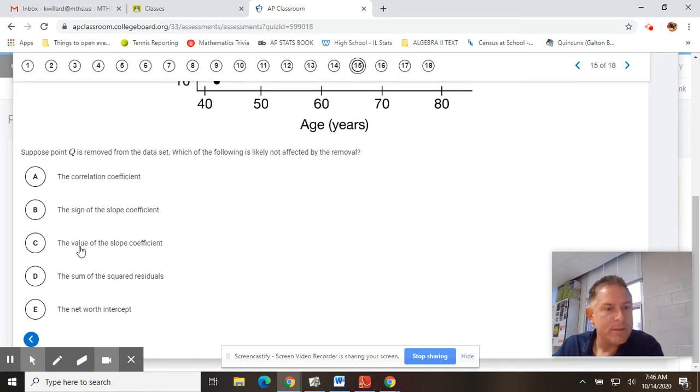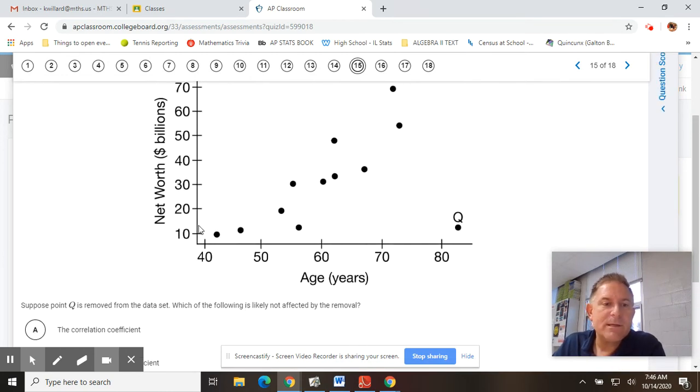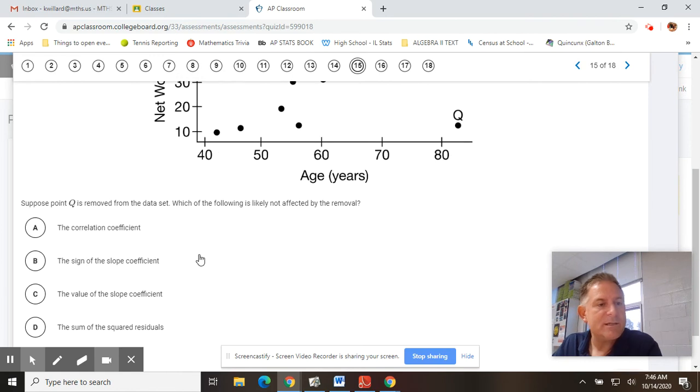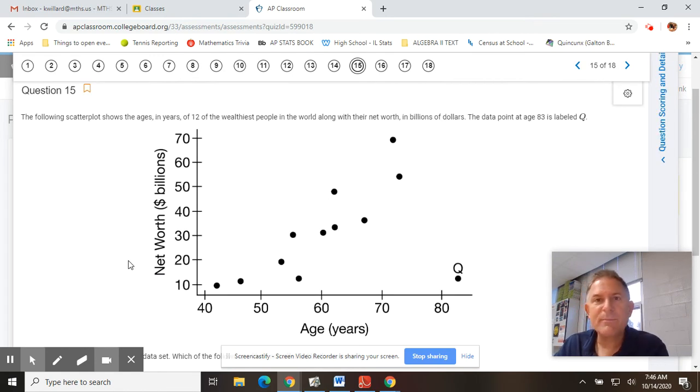It gets steeper. The sum of the squared residuals. This is a complicated sounding one. The sum would get smaller because the residuals would be closer to the best fit line. And the intercept, well, right now the intercept's probably down here somewhere, let's say between 10 and 20, and it goes this way. If I redrew the line, the intercept would be down lower, so the intercept is changed. So the only one that is not changed is the sign of the slope coefficient. That took a little bit of thought, but not enough that we should have gotten it wrong.